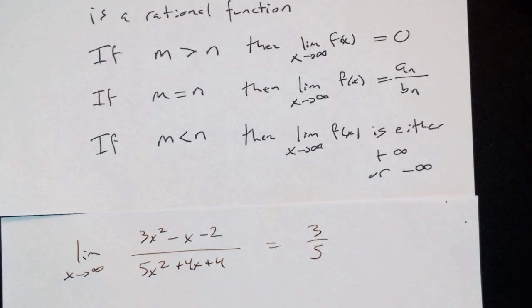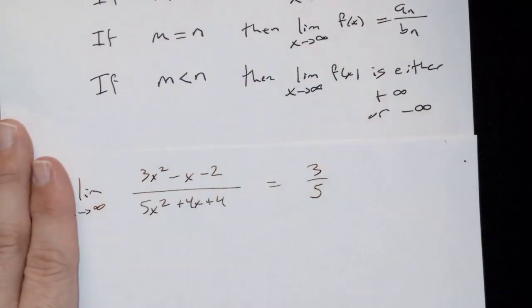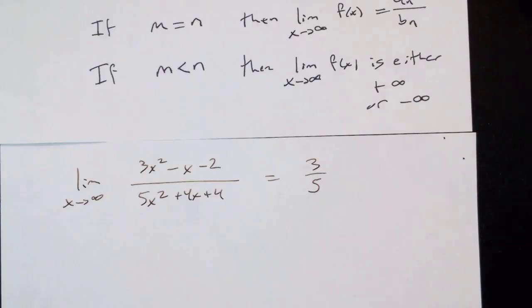So literally, all I have to do is say, hey, look, it's an x squared on the top, it's an x squared on the bottom. Those are the same size. Everything else is irrelevant. I'm done. The coefficient 3 and 5, that's all I need. If the top is bigger, we had an example written down earlier.